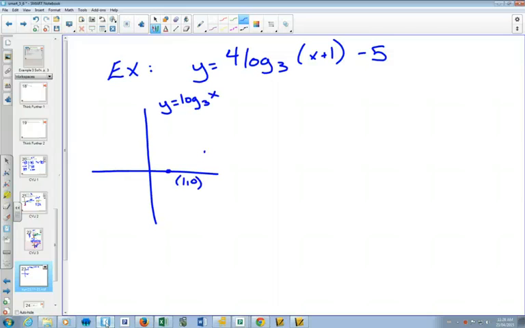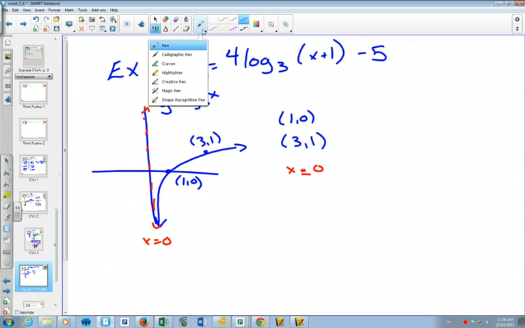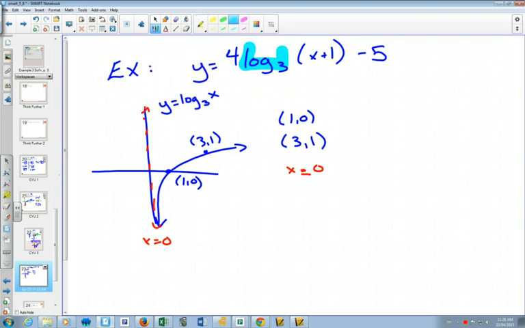have (1, 0) and (3, 1), and this shape with an asymptote at x equals 0. So we can take those points, (1, 0), (3, 1), and our asymptote x equals 0, and apply the transformations. Going from left to right, again, you may want to highlight the log 3 and the x just so that you don't think that 3 is part of a transformation.